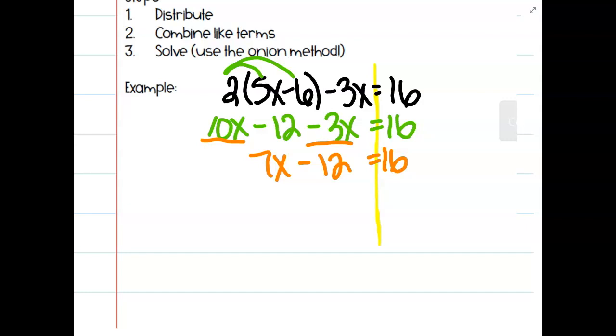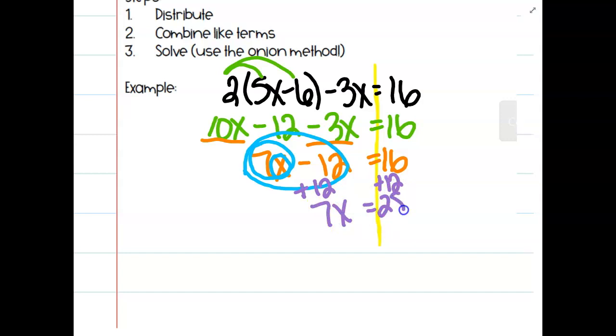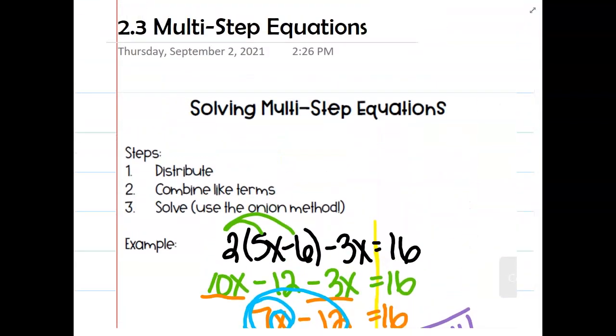So once you get to this step, if you liked the onion method, you could go ahead and build your onion. We'd circle the x. We would do 7 times, and then the minus 12, which means the outer layer, the first thing I would do would be to add 12 to both sides. So we would get 7x equals 28. Divide by 7, we should get x equals 4. So really, the only difference today is you may have to distribute, you may have to combine like terms. After that, it's just a 2-step equation. And actually, I think it's the easier type of 2-step equations that we've looked at.